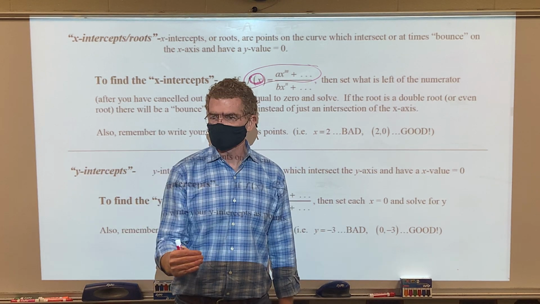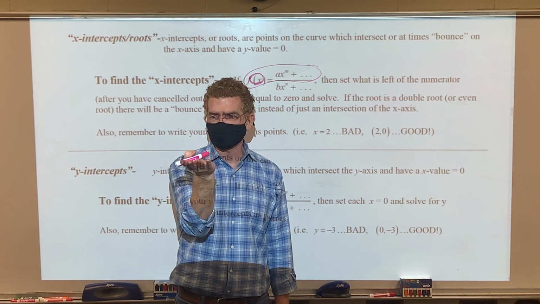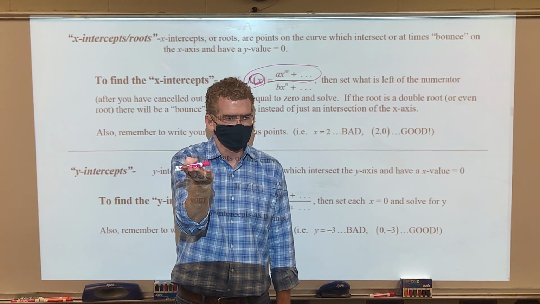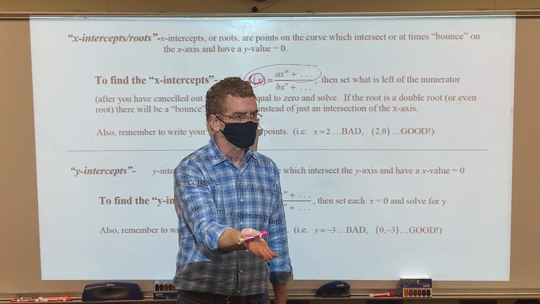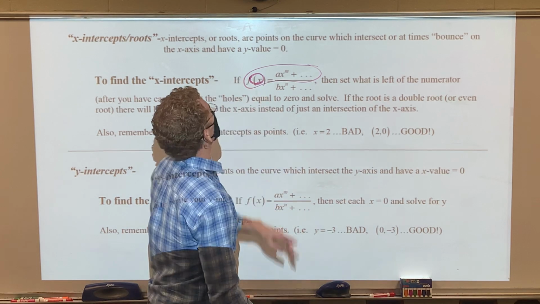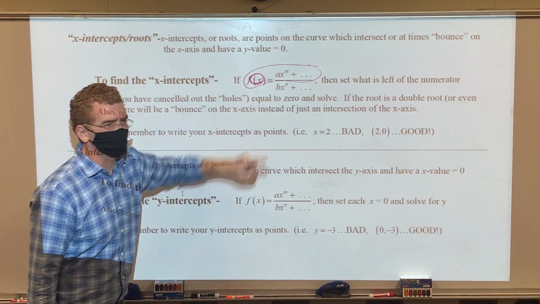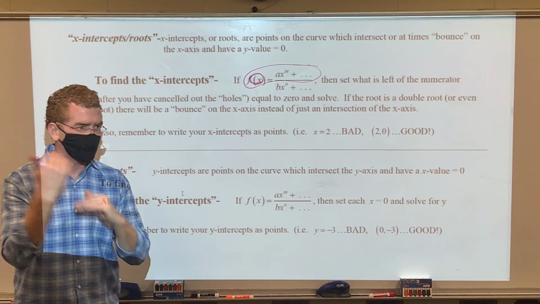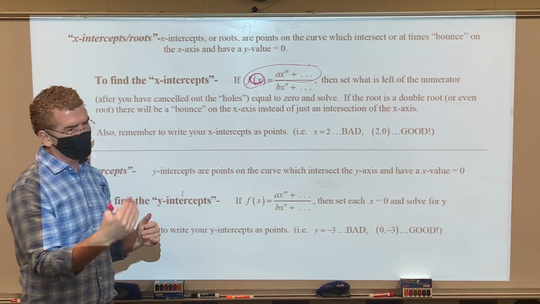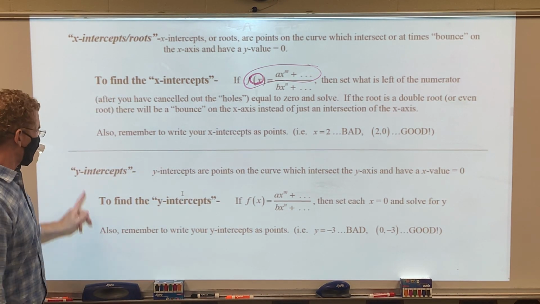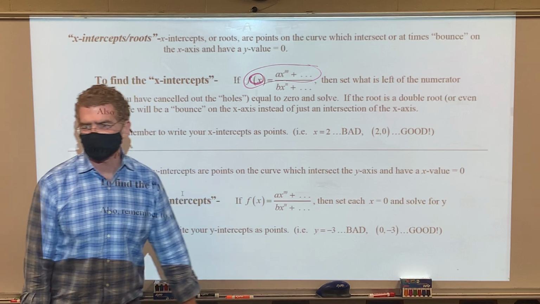Like 1 over x. 1 over x doesn't have anything in the numerator to set equal to 0 and solve, does it? Well, you didn't cross the x-axis there. So remember, your only x-intercepts come from the numerator set equal to 0 and solve. And don't leave the canceled factors in there, because if you do that, holes will become x-intercepts. And then find y-intercepts, which is probably one of the easier things here.